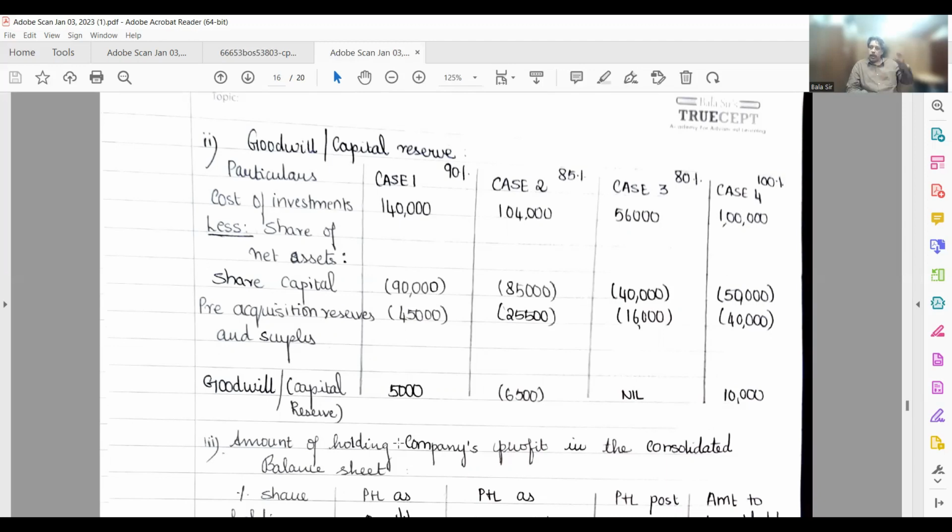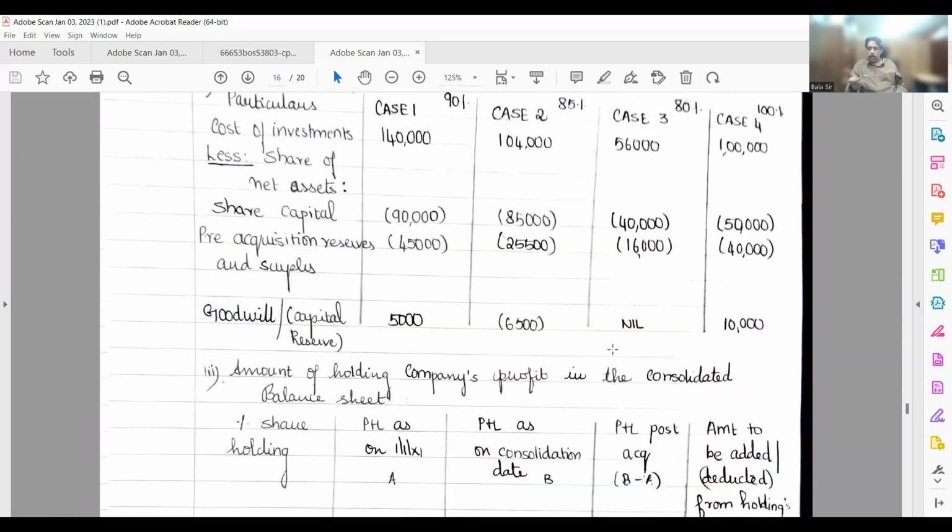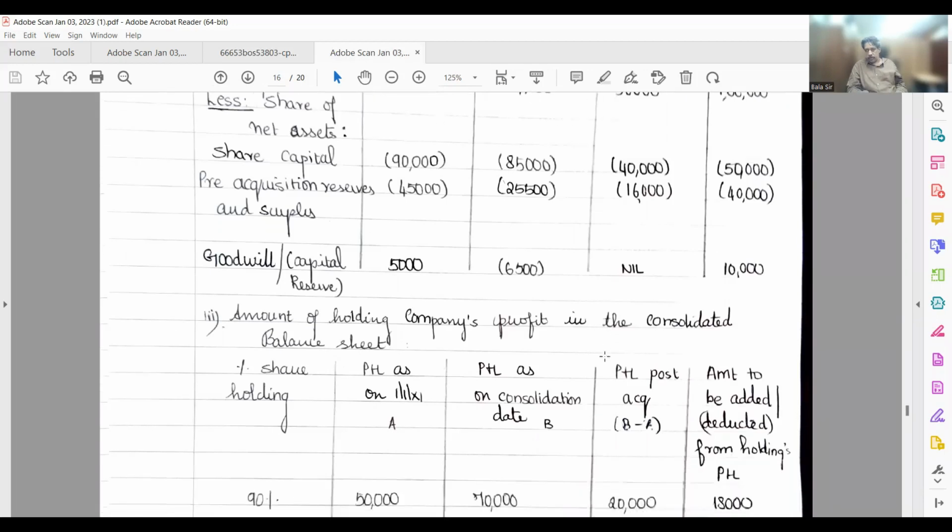It is something more than the amount I invested, right? Yes, sir. So I paid something less. I paid only 1 lakh and 4,000 rupees, and I bought net assets worth 1 lakh 10,500. So I made a profit as an investor, and that profit is transferred to capital reserve. How much? 6,500. That's it. Please remember, whenever the cost of investment is less than the share of net assets, it's a gain or profit made by the holding company by investing in the subsidiary company. Such profits are capital profits and are transferred to capital reserve. Is that fine? Yes, sir.